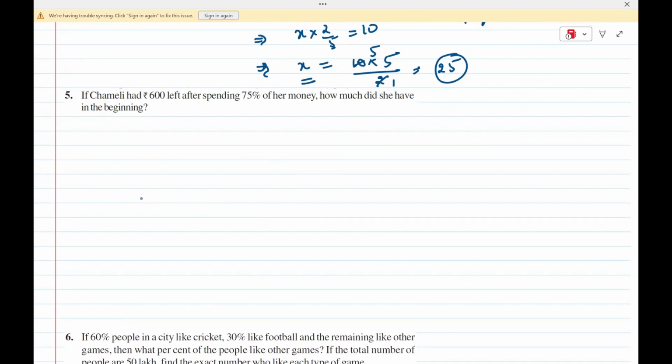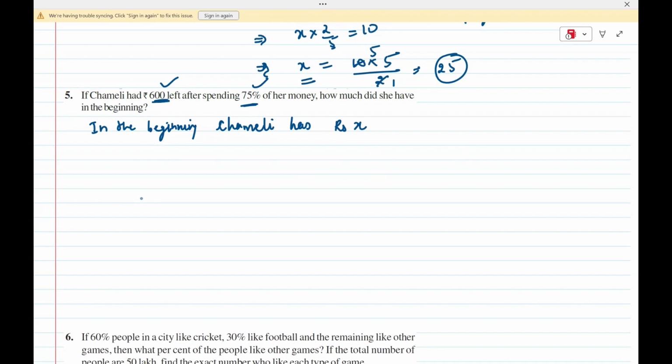If Chameli had rupees 600 left after spending 25% of her money. Now see here, this is spending, but this is saving. Has left means saving. So you cannot compare these two quantities. How much did she have in the beginning? Suppose her total money is X. So how could the statement be? In the beginning, Chameli has rupees X, correct?